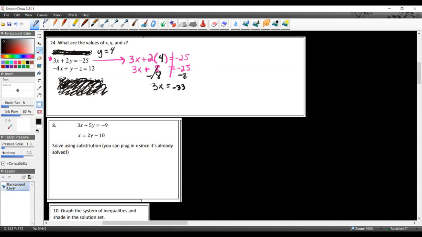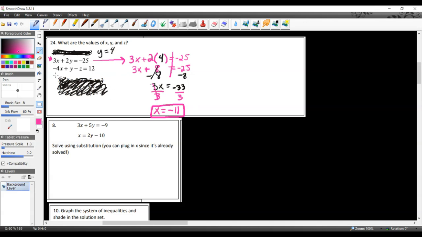Okay, remember 2 negatives, we add them and just keep the sign. So 25 plus 8 is 33. They're both negative, so it's negative 33. After that, we're going to go ahead and get that x by itself by dividing. So divide both sides by 3, and that gives me x is equal to negative 11. Okay, and that is my first answer here.